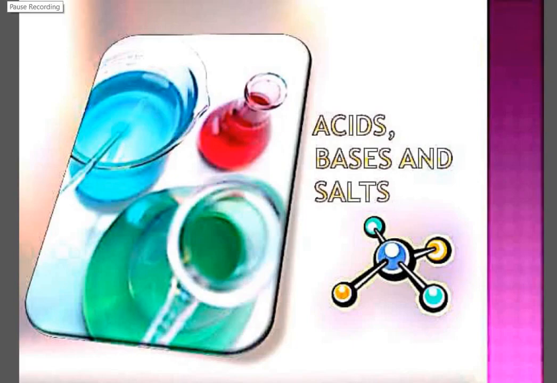10 students. Today we are going to continue with the chapter that is acids, bases and salts. So in the previous video we have discussed the families of salts and also the pH of salts, whether it will be acidic, basic or neutral, according to which the pH value of the salt can be determined.